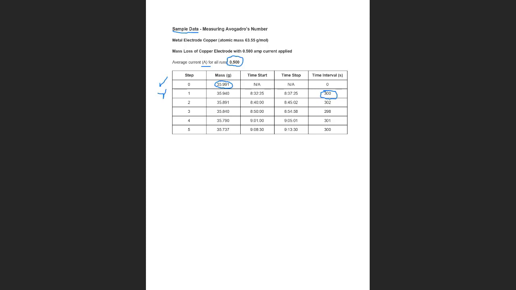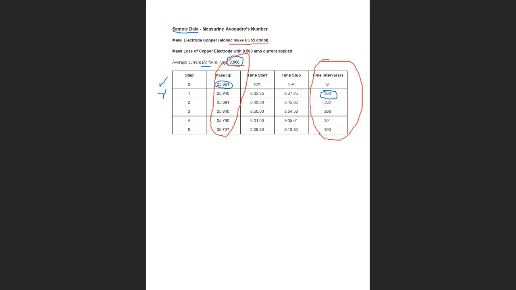The change in the weight is going to be 35.991 minus 35.940. So we are going to use the mass, the current, 0.5. We will need the atomic mass of copper. We can use that. And we will need this time interval.